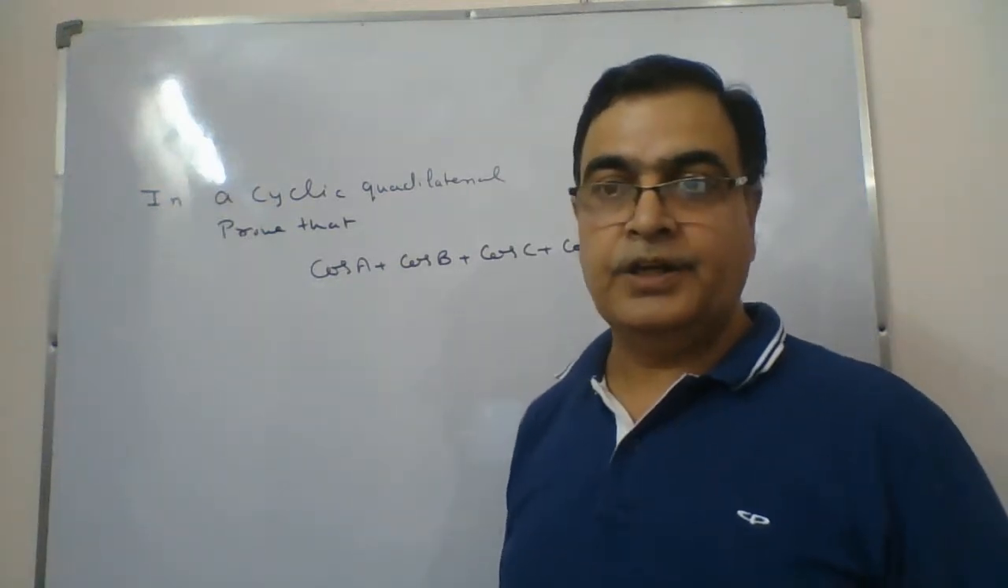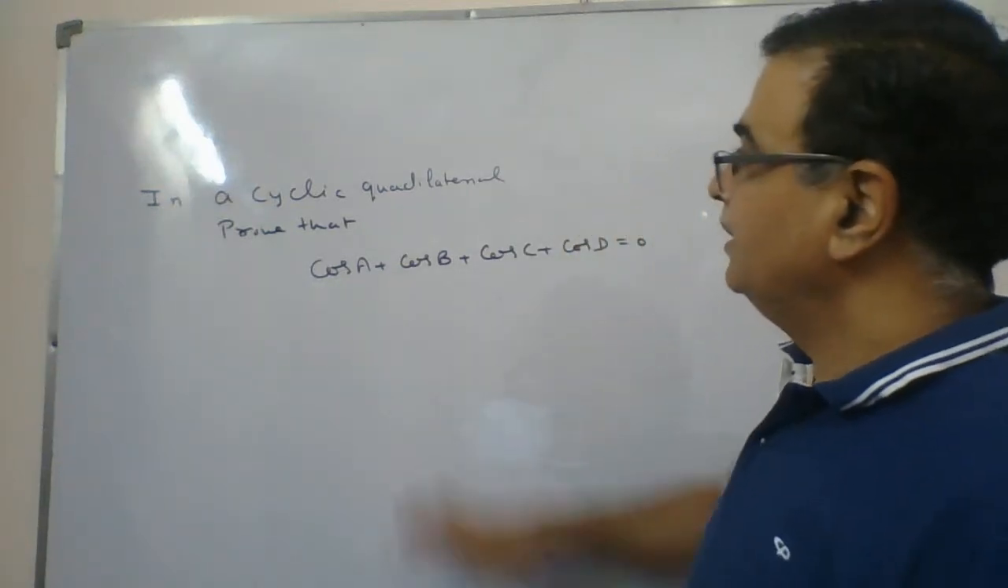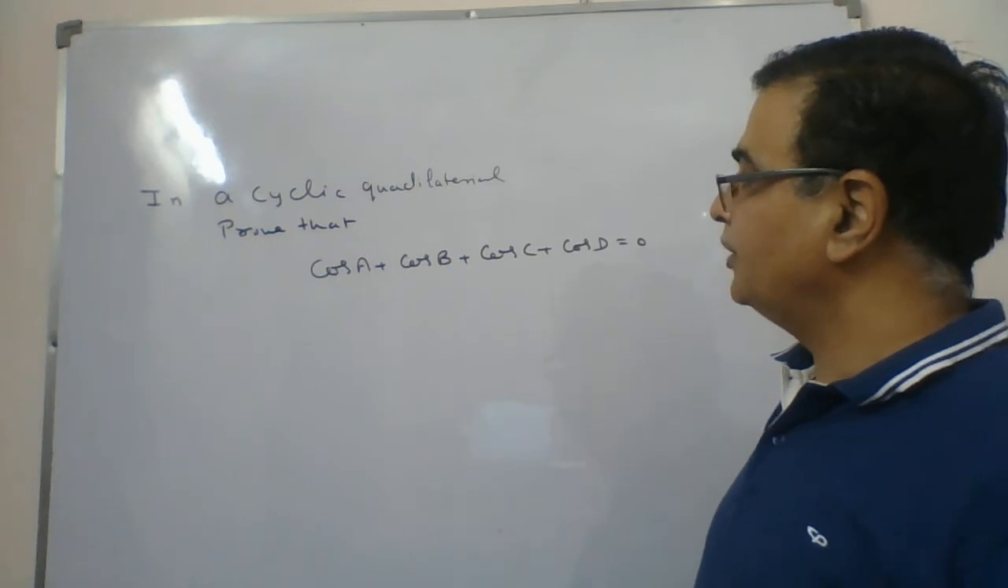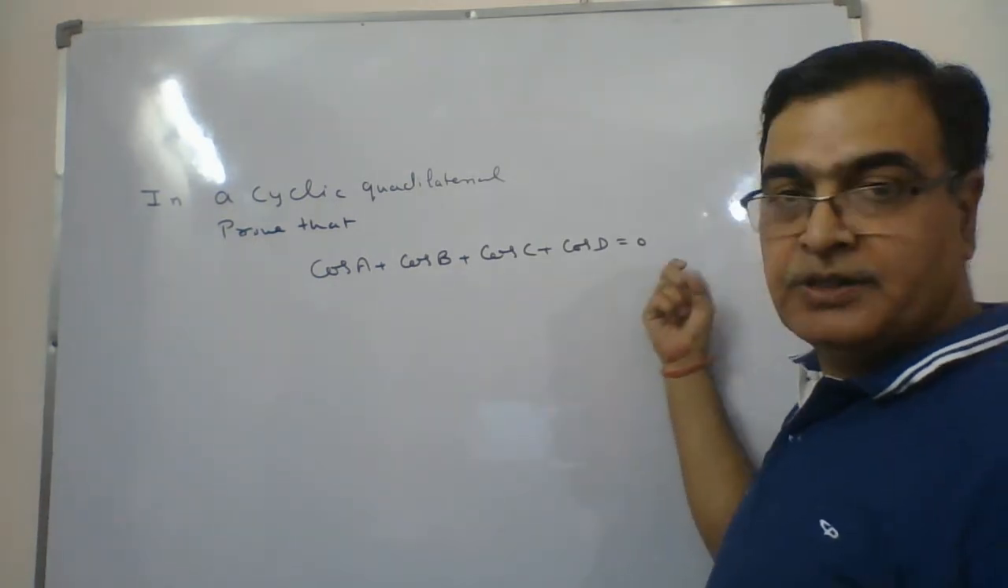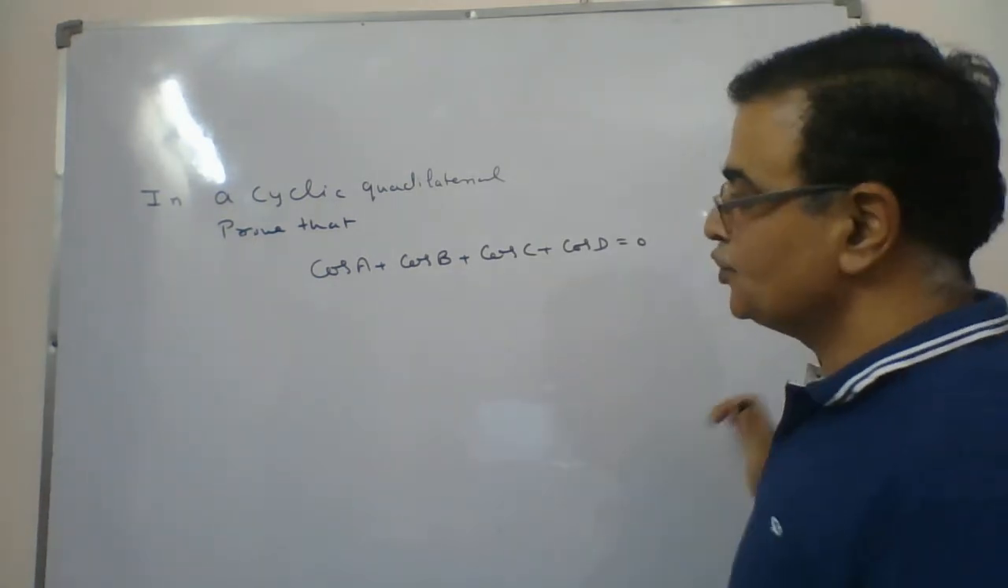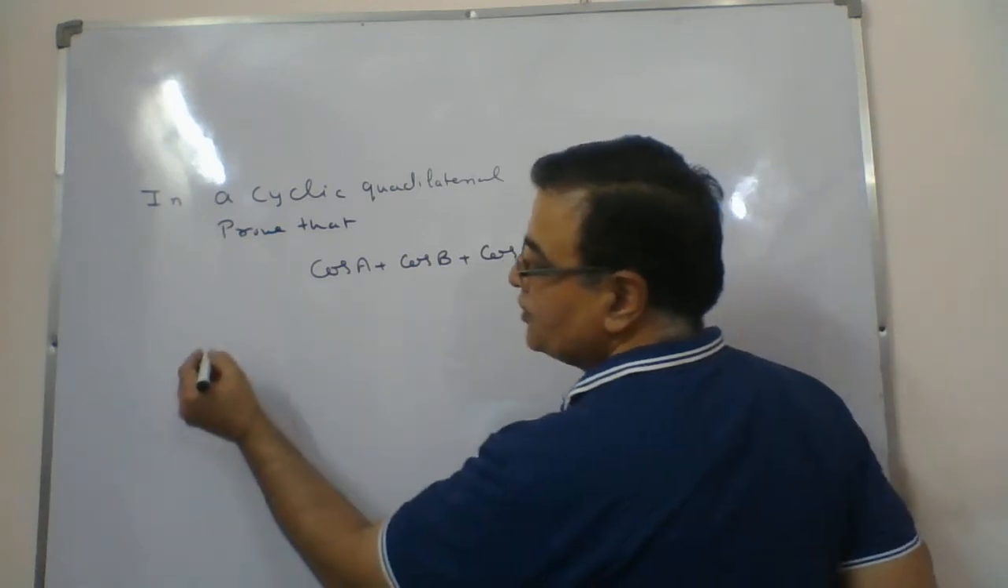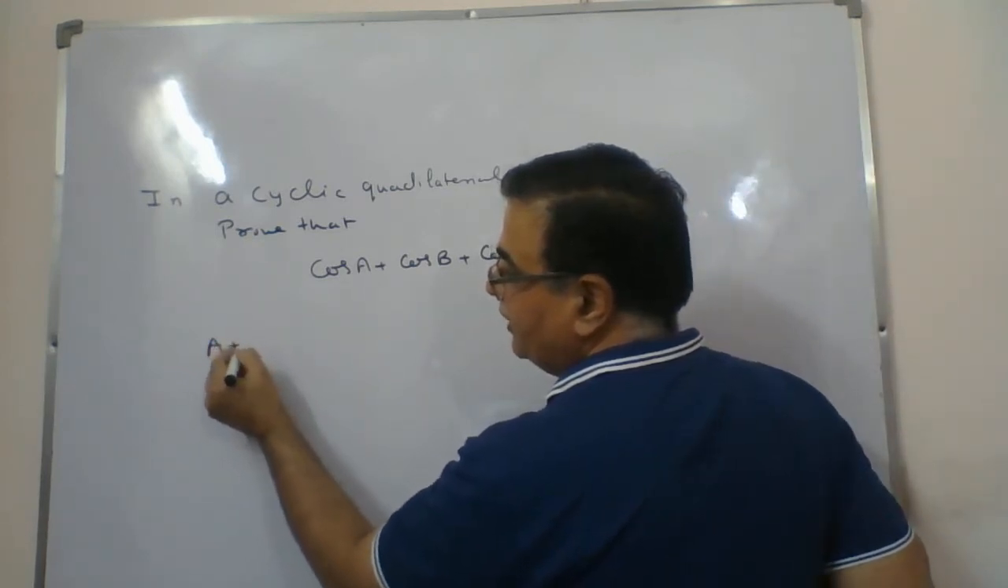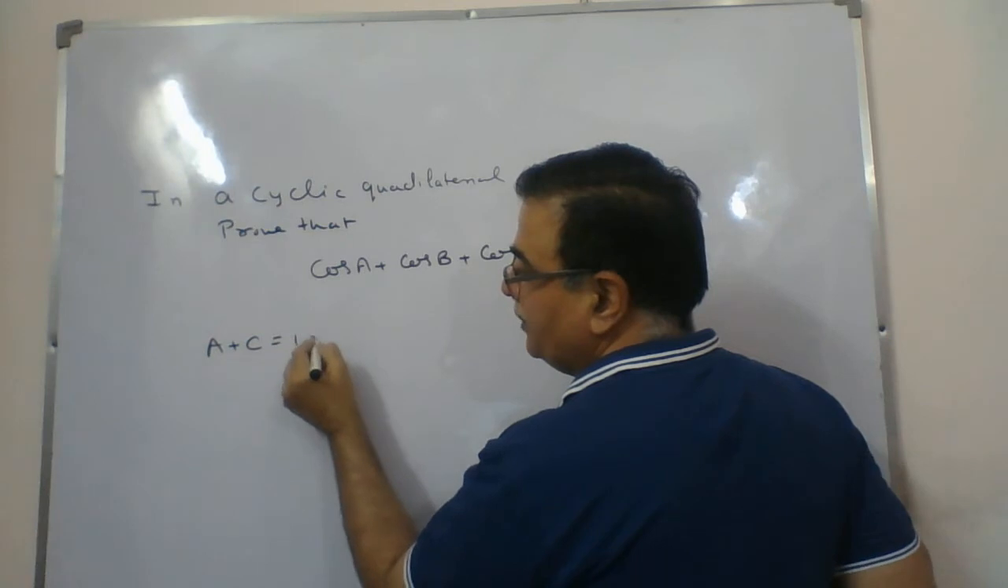Yes, now we are taking some more questions. In a cyclic quadrilateral, prove that cos A plus cos B plus cos C plus cos D is 0. That we have to show. Whenever you think about cyclic quadrilateral, one thing we have done, A plus C comes out to be 180 degrees.